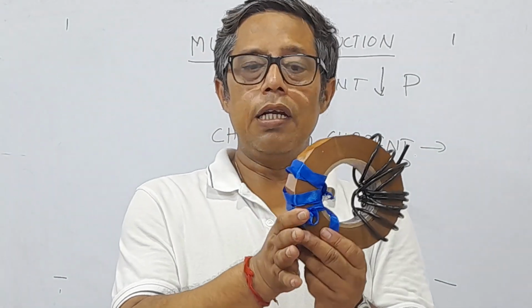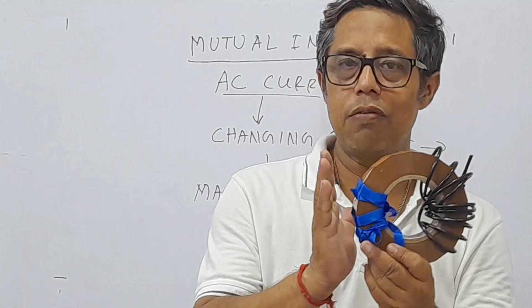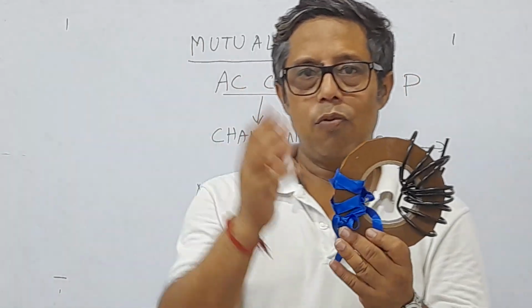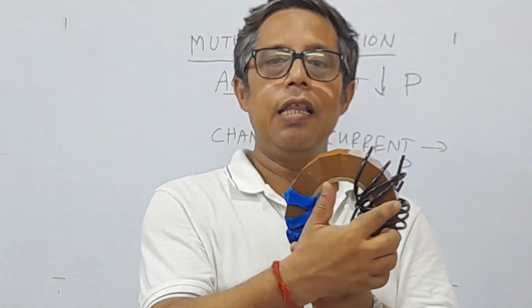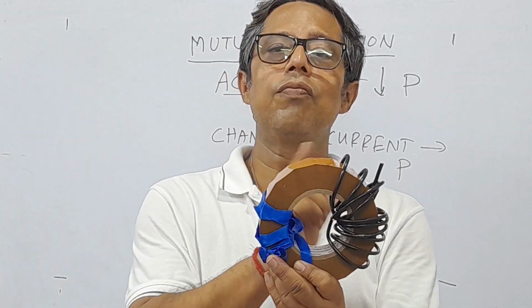Also, in real life, it happens that you have 4000 volt mains current coming from a power station, and in one of the transformers you are reducing it to 440.